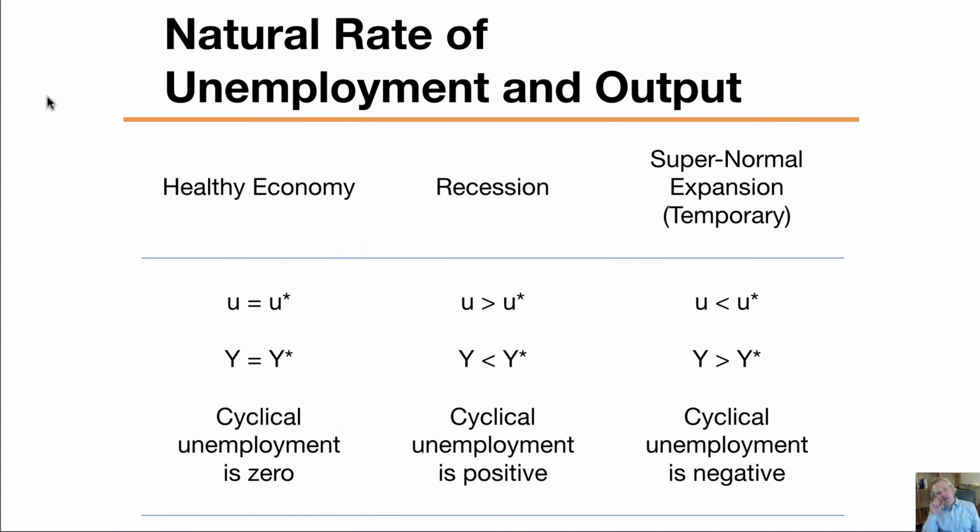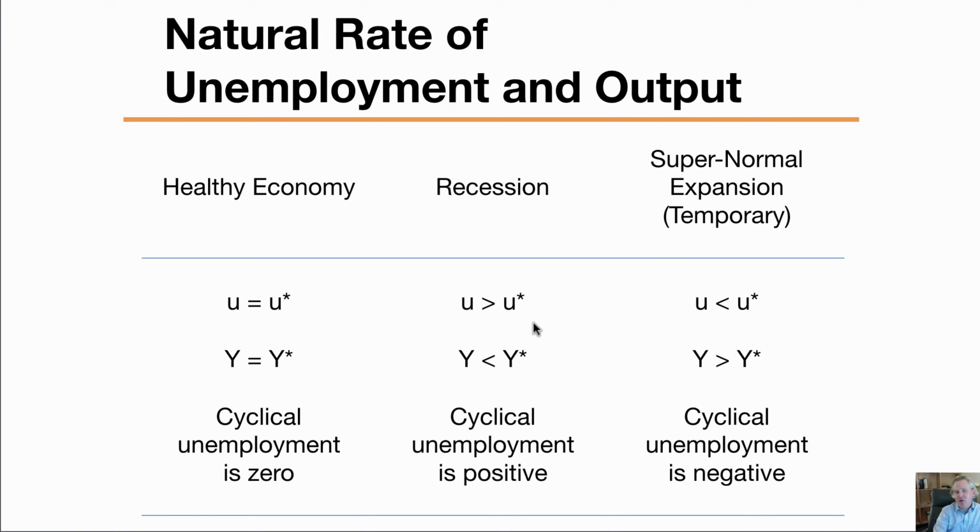So how is the natural rate of unemployment and output related? Well, when the economy is healthy and the unemployment rate equals the natural unemployment rate, meaning there's none of that cyclical unemployment, then the output in the economy will equal the full employment or the natural unemployment rate of output. Cyclical unemployment is 0.